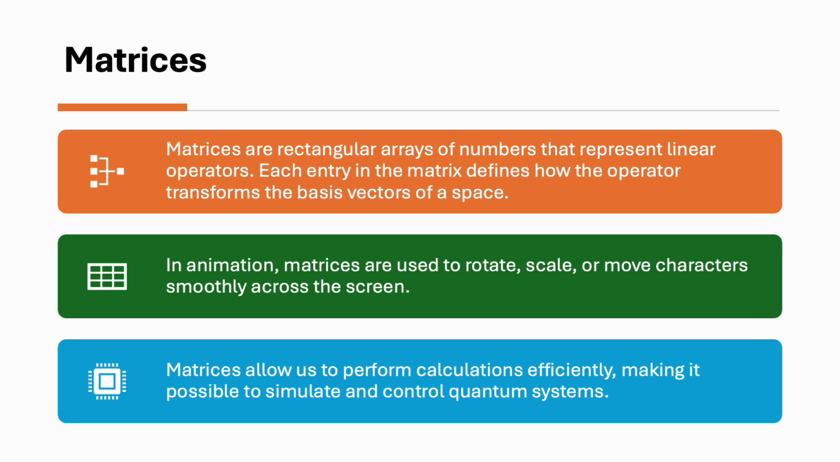Matrices. Matrices are rectangular arrays of numbers that represent linear operators. Each entry in the matrix defines how the operator transforms the basis vectors of a space. In animation, matrices are used to rotate, scale, or move characters smoothly across the screen. You can think of a gaming console. Matrices allow us to perform calculations efficiently, making it possible to simulate and control quantum systems.